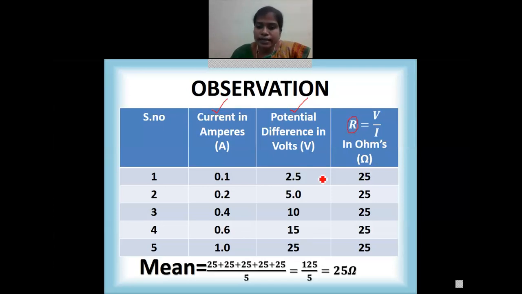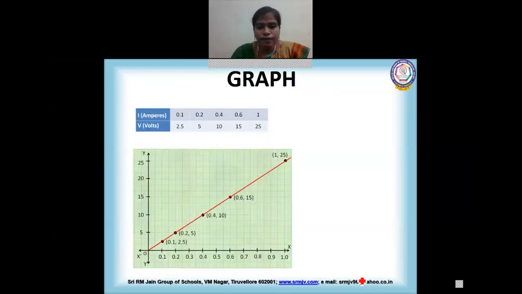When I calculate the resistance for all the observations, I have got a constant value, that is 25. Then if I calculate the mean, I'll be getting 25 ohm. So 25 ohm is the resistance offered by the resistor. Once I have tabulated, I need to plot this in a graph.